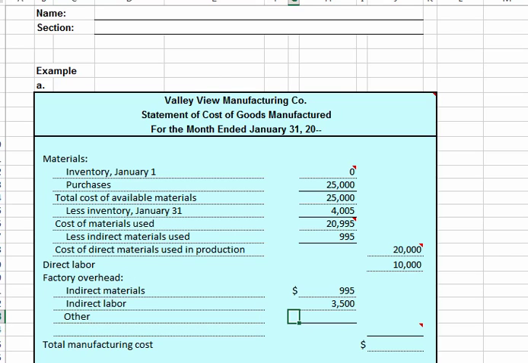That's how you'll have to work it in exercise 1-7. They'll give you a breakdown of factory overhead. They'll tell you how much of the factory overhead was indirect materials, how much was indirect labor, and then they give you a total. Well, if it's not indirect materials and it's not indirect labor, but it's in that factory overhead total, we're just going to count that in. We'll catch all that and call it other. I went here with 3,725.